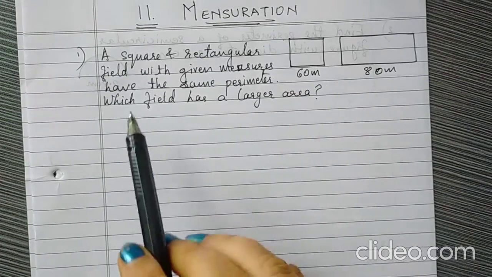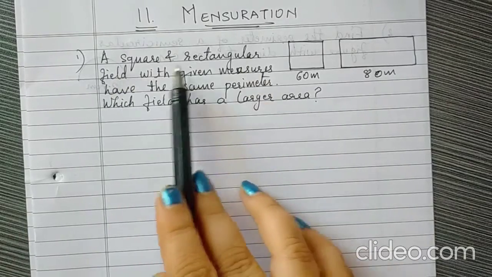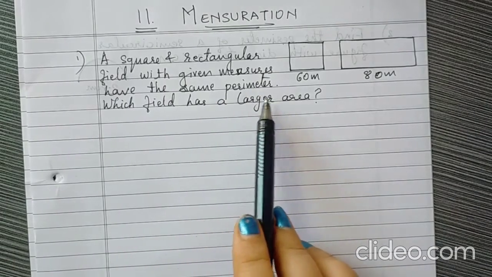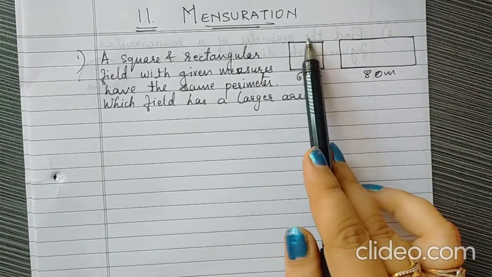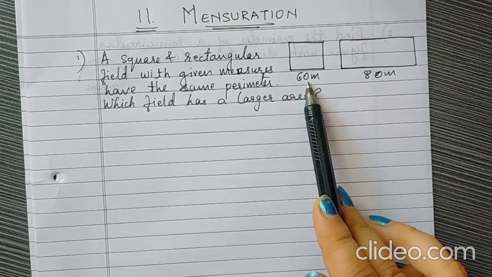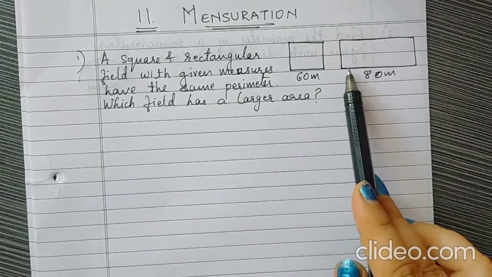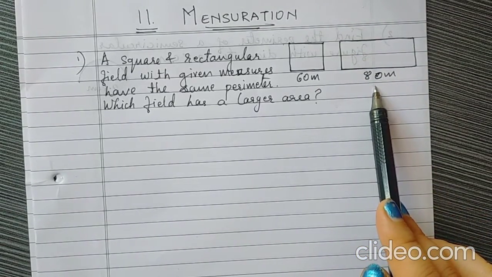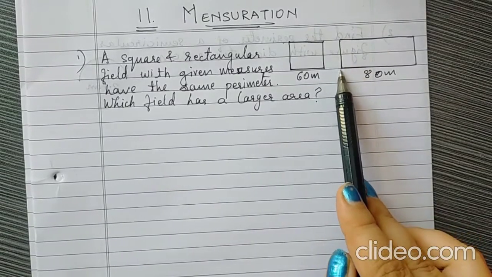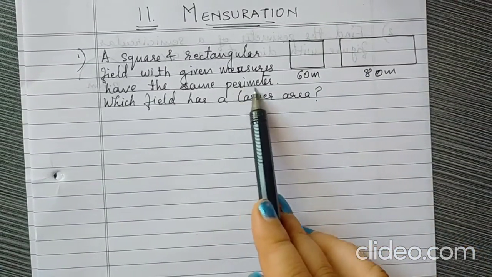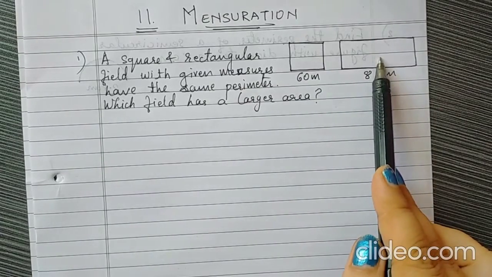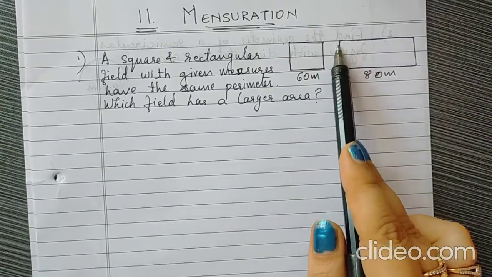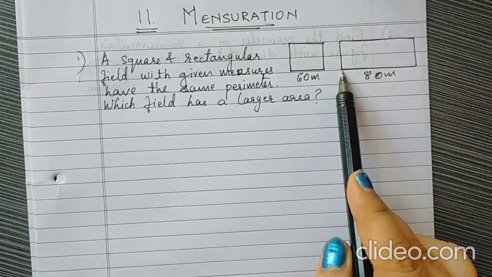The first example of ours is a square and rectangular field with the given measures that have the same perimeter. Which field has a larger area? This is a square field and the side given to us is 60 meter. This is a rectangular field and the length given to us is 80 meter, but we don't have the breadth of this field. But we are told that the perimeter of both these fields is the same. So from the perimeter of the square we can find the breadth of this rectangle.